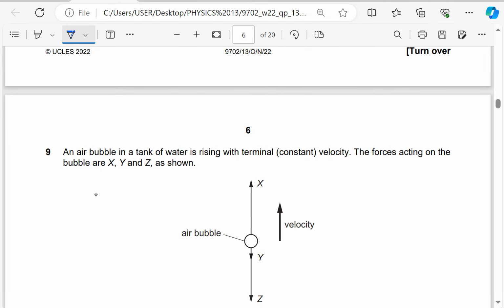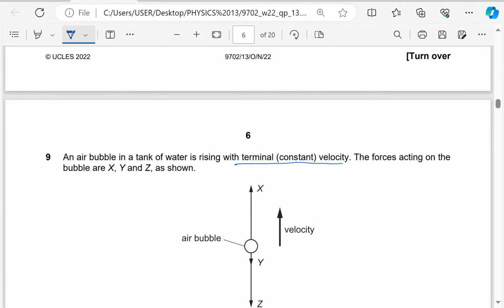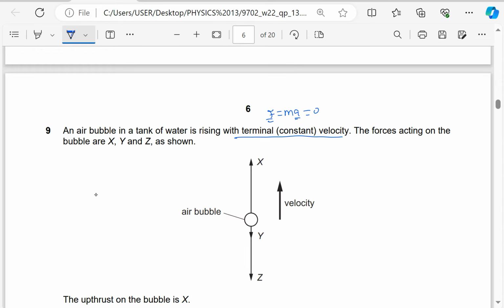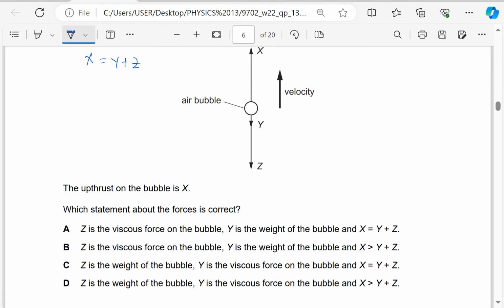An air bubble in a tank of water is rising with the terminal velocity, that is constant velocity. So if it is moving with the terminal velocity, constant velocity, it means the resultant force F, which is mass times acceleration, is equal to 0. So the resultant force is 0, the acceleration is 0. The forces acting on the bubble are X, Y, and Z, as shown. So that means, first of all, X, which is acting upwards, should be equal to Y plus Z, because the resultant force should be 0. Okay? So it means X should be equal to Y plus Z.